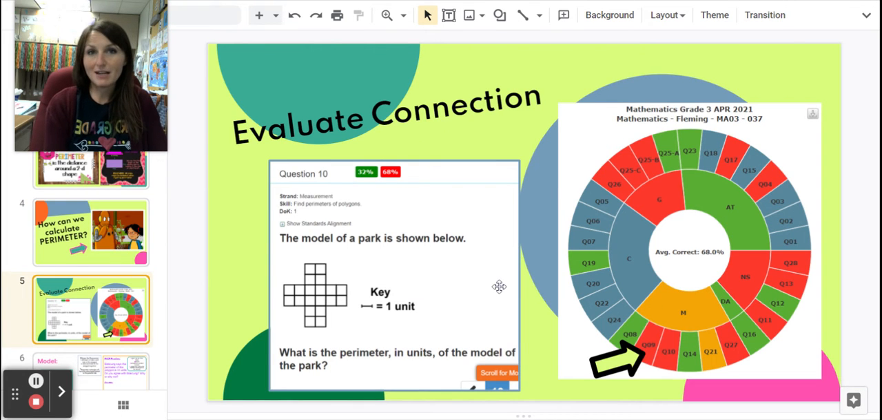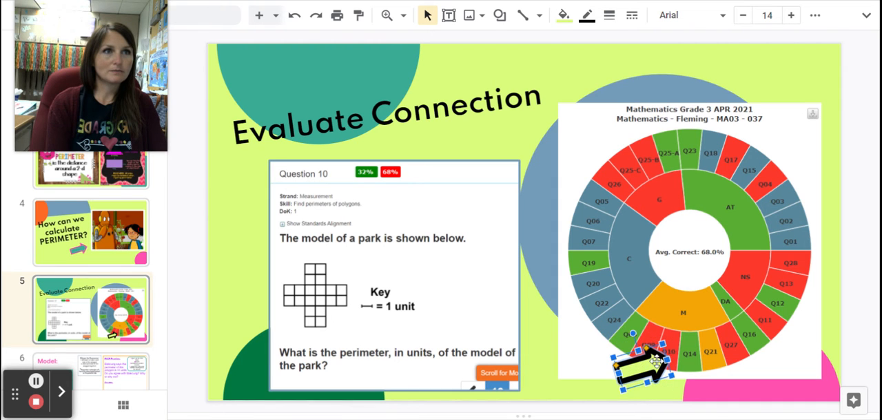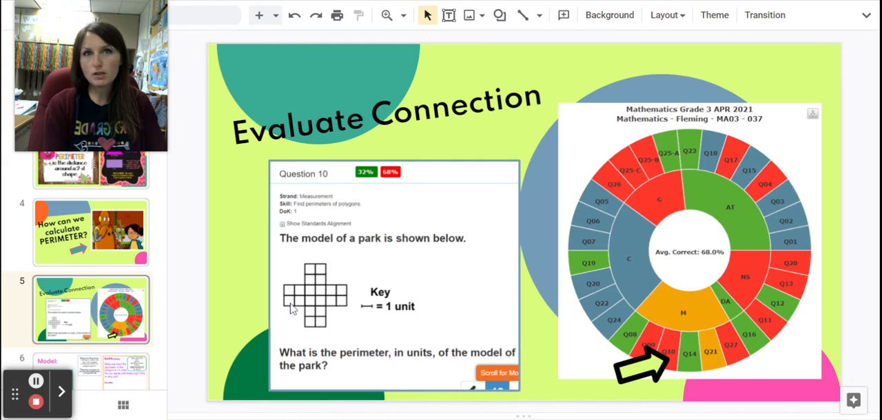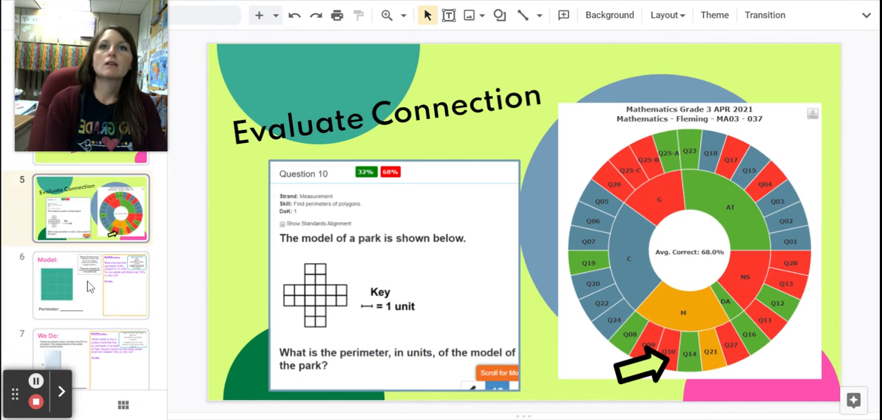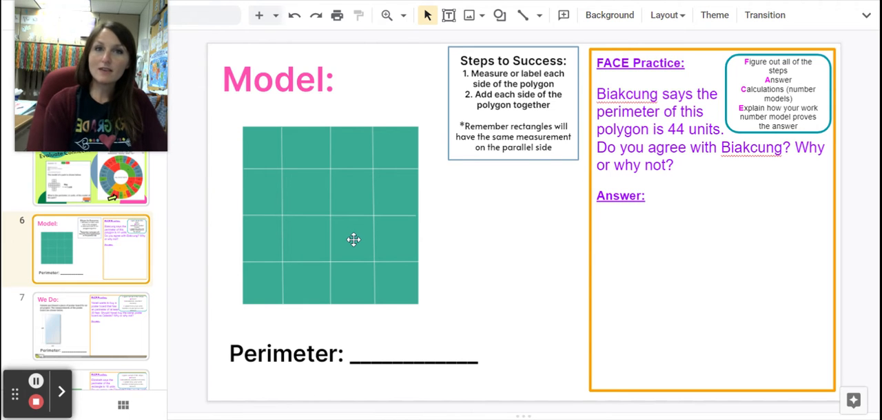This is our evaluate connection. On evaluate, this is the question that we had right here, number 10, and it says that we did not do very well. This is a rectilinear shape, so it's a little trickier than just rectangles, so you're going to get some practice at the end. I'm going to get started with this shape. It should look kind of familiar. All these problems are the same as yesterday, but instead of looking for the area where we had to count the squares, today we're looking at the perimeter, the outside. So we should get different answers than we did yesterday.